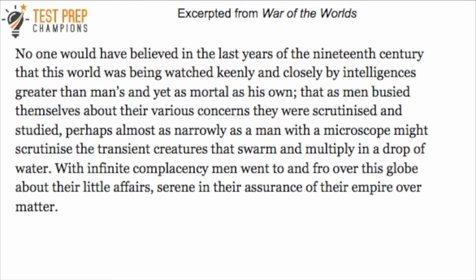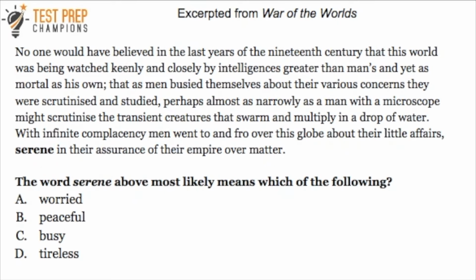their empire over matter. So the question here is, the word serene above most likely means which of the following? Is it A, B, C, or D? So as always, now's your chance if you'd like to pause the video, try to figure this out, and whenever you're ready, we'll go over the answer. So the answer here is B, peaceful.